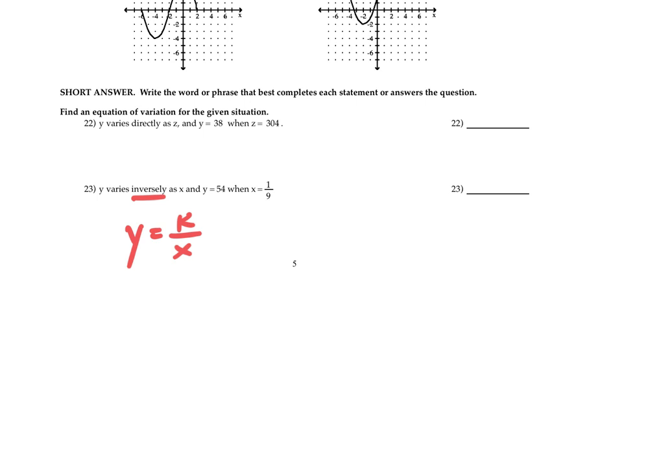Inverse as x means y equals k over x. That's my original equation. So I'm going to plug 54 in for y. I'm going to plug 1/9 in for x.